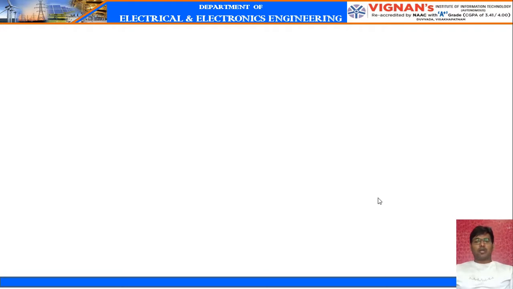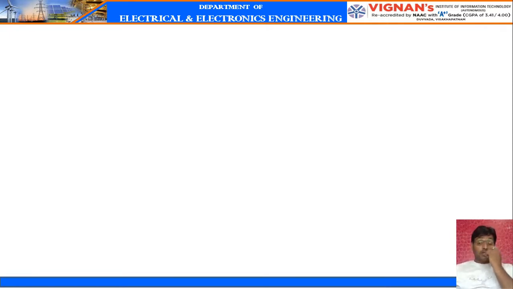We also studied how to draw the phasor diagram for the three-phase voltages as well as the three-phase currents, and we learned the meaning of phase sequence and the significance of positive phase sequence and negative phase sequence in three-phase AC circuits. In today's class, we are going to discuss the different types of three-phase connections.